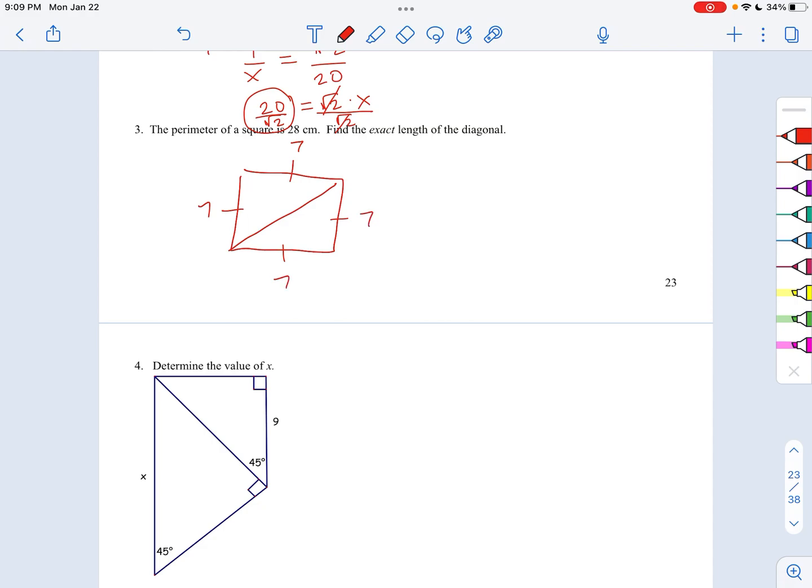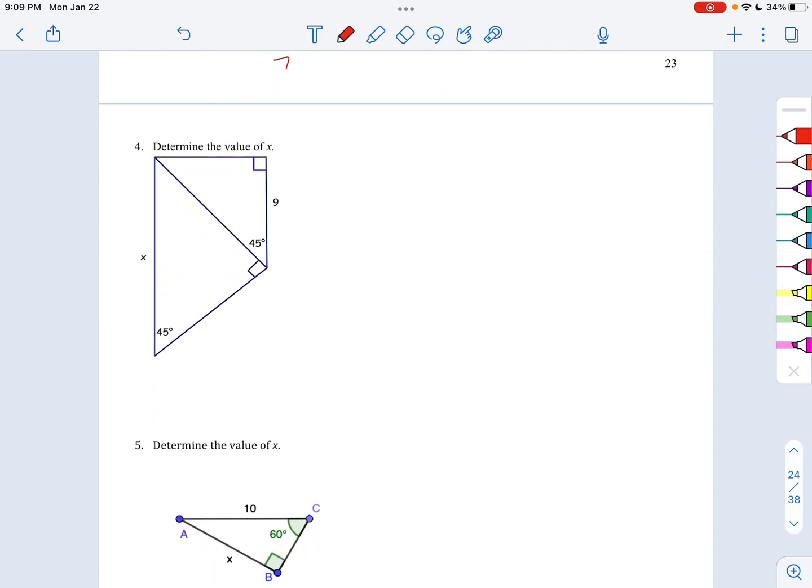And it wants me to find the exact length of the diagonal. Previously, when we did our quadratics unit, we would have done Pythagorean theorem and figured out this diagonal. But now what I see is that I have a 45, 45, 90 triangle. And very quickly I can say, oh, my diagonal is 7 root 2 centimeters long. All I had to do was use that ratio.